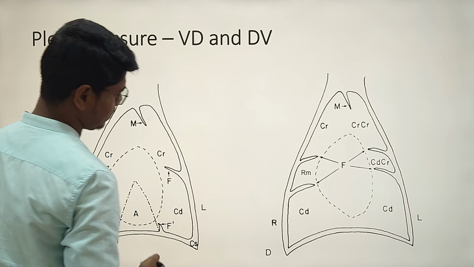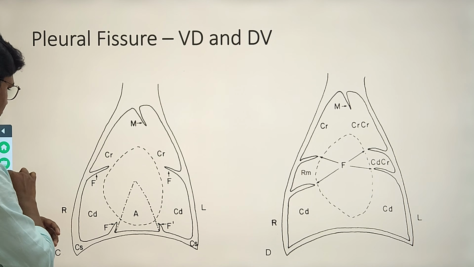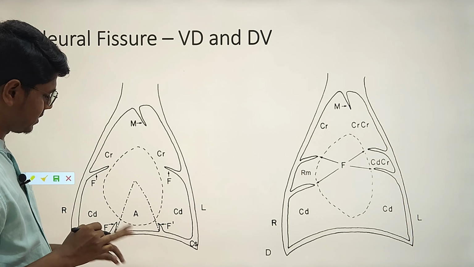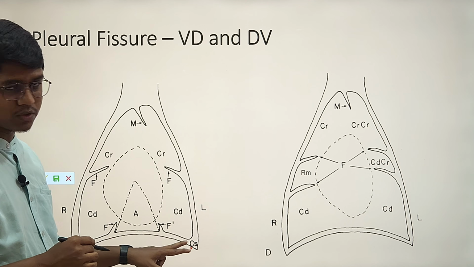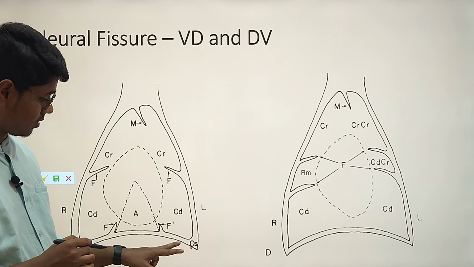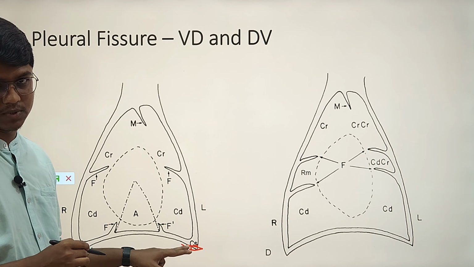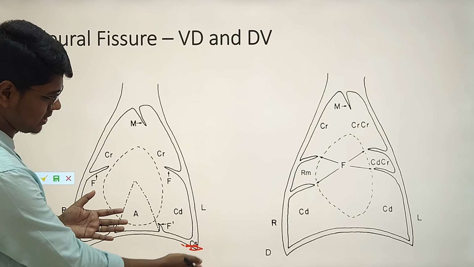Now DV and VD. You can see here, you can see the fissures. This is the accessory lung lobe. CS is basically the costosternal recess, or sulci. It is just an extension.